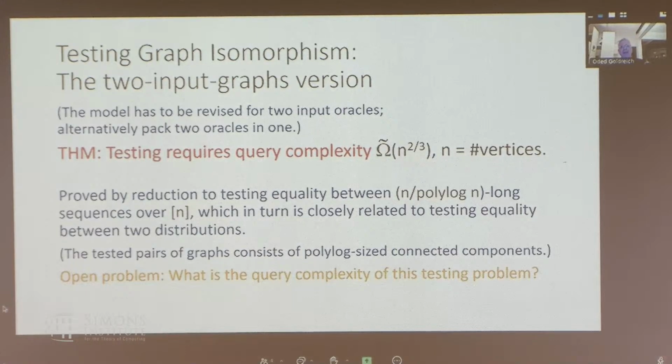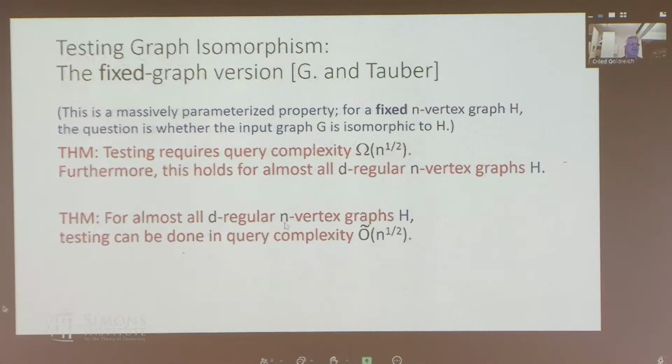The theorem is proved by an idiotic technique, which is basically reducing it to the problem of testing equality between distributions. So basically, in the proof we are going to use 2 families of graphs, but the graphs are all graphs with very small connected components. So there will be connected components of polylogarithmic size, and it will be hard to distinguish whether they are the same connected components or different connected components in the 2 graphs. So it really reduces to testing equality between 2 distributions on n elements. Basically, it's not exactly so, but almost so. And we just apply the lower bound from distribution testing.